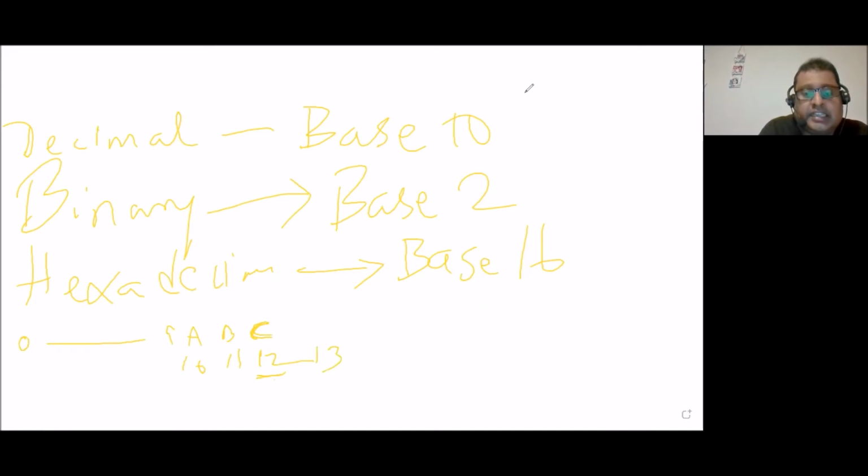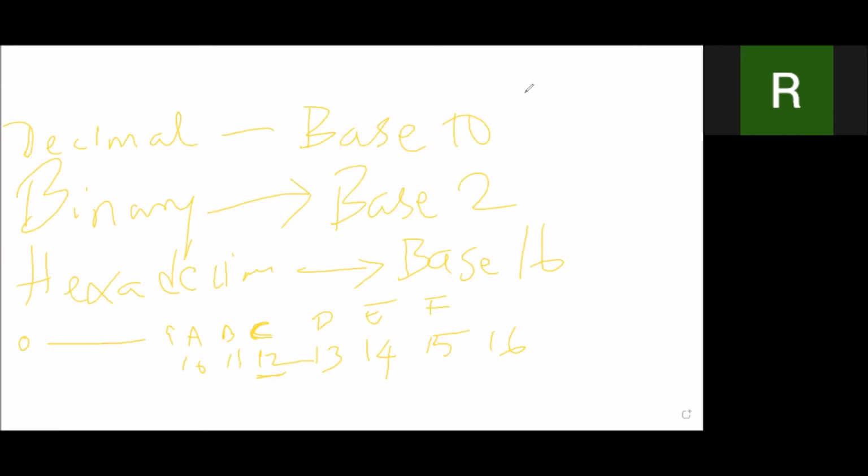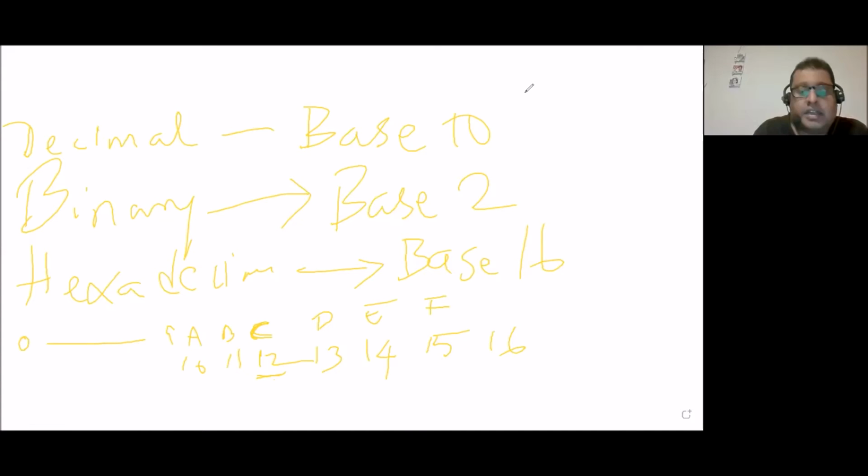A 13 is represented by the letter D. A 14 is represented by the letter E. A 15 is represented by the letter F. What will 16 be? G? No. So remember 0, 1, 2, 3, up to 9. After 9 came what? They started using 1 and 0. So it will be 1 and 0.